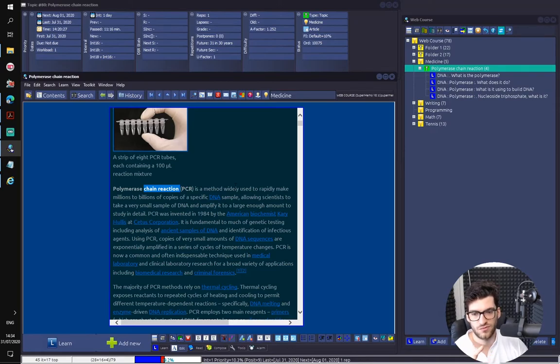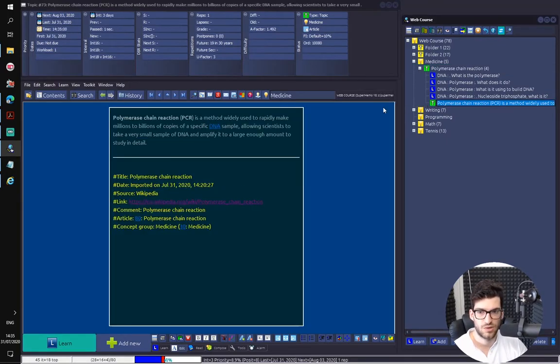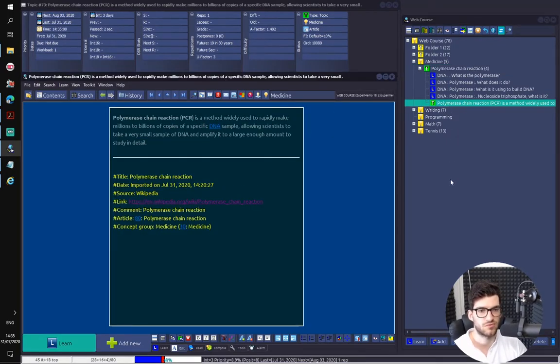PCR is a method widely used to rapidly make millions to billions of copies of a specific DNA sample, allowing scientists to take a very small sample of DNA and amplify it to a large enough amount to study in detail. Okay, that was a lot. So let's extract this. Let's do Alt X. And now let's go. Let's say we are done for the day.